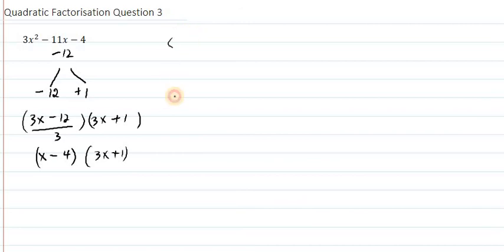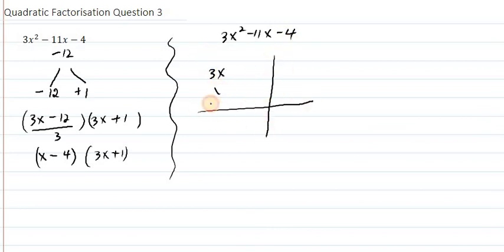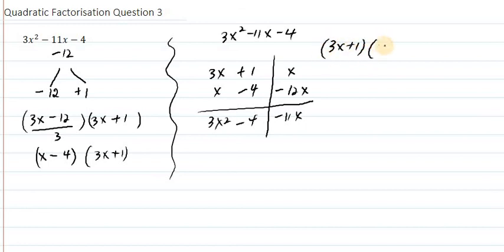The next method now, 3x squared minus 11x minus 4. Let us call the box method. 3x by x, 3x squared. Over here will be minus 4 and minus 11x here. Now I want to get minus 11, so I'm thinking about using minus 4 by 1. So minus 4 by 3 is minus 12x, positive 1, minus 12 plus 1 is minus 11, so we get 3x plus 1 by x minus 4.